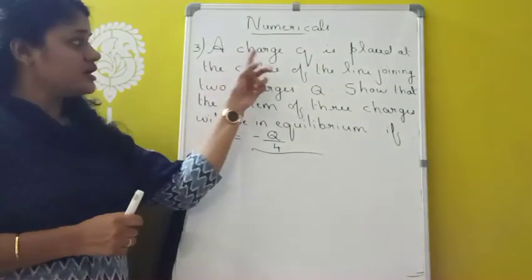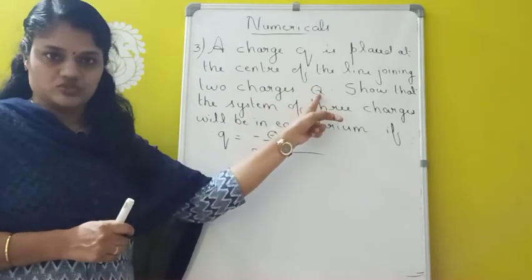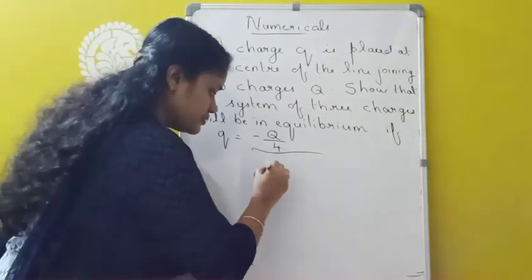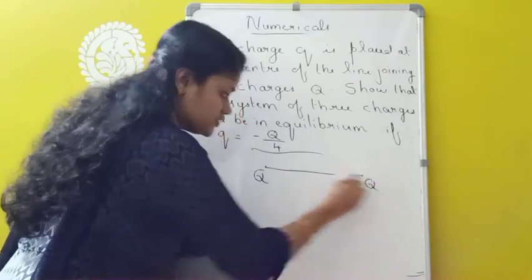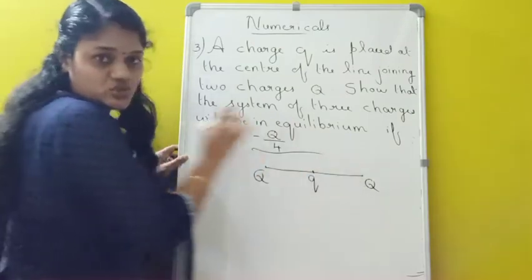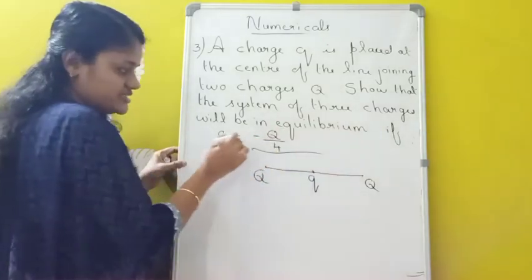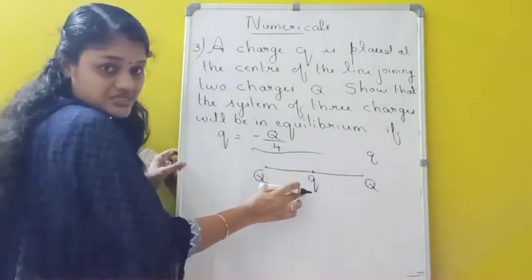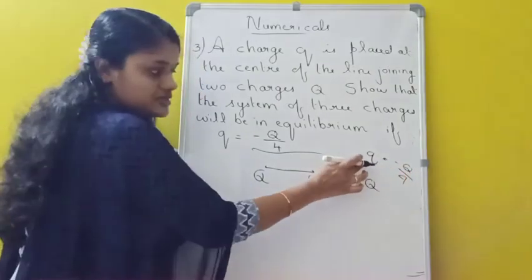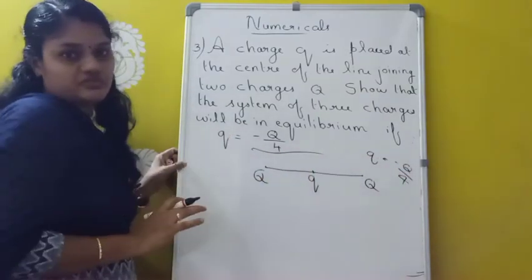Third problem: a charge q is placed at the center of the line joining two charges capital Q. So here we have two equal charges, capital Q, at two ends. And we are placing another charge, small q, at the center of these two charges. We have to show that this system will be in equilibrium if q equals minus Q by 4. Whenever small q equals minus Q by 4, all these three charges will be in equilibrium. That we have to show.